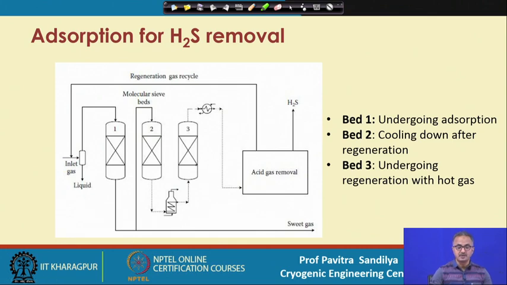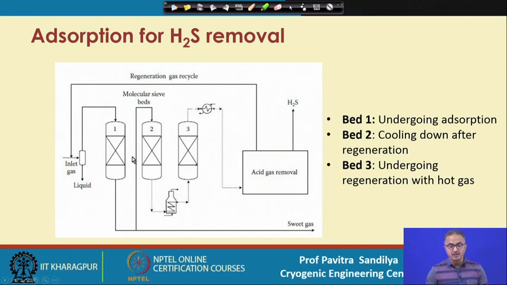And here we have a typical membrane separation system for H2S removal. What we find here, we have the feed gas which passes through various beds, but mind it that all the beds are not performing adsorption at the same time. Suppose bed 1 is undergoing adsorption, but then bed 3 is undergoing regeneration, whereas bed 2 is being cooled and getting prepared for adsorption. So here we are finding these 3 beds.